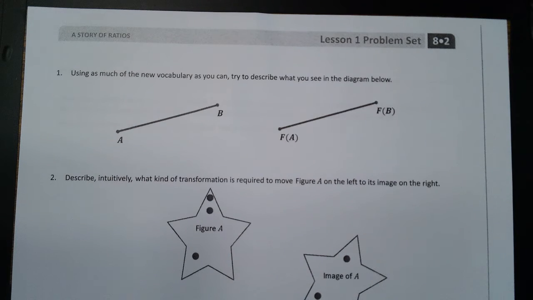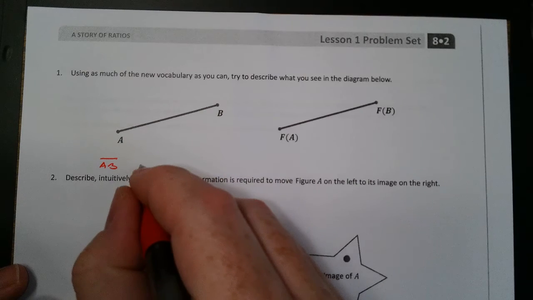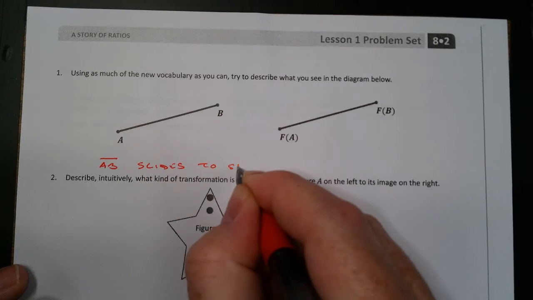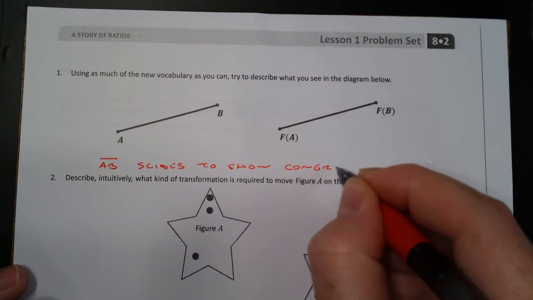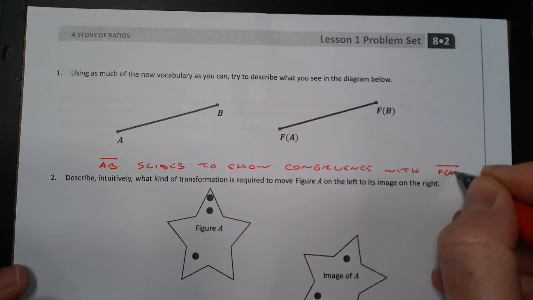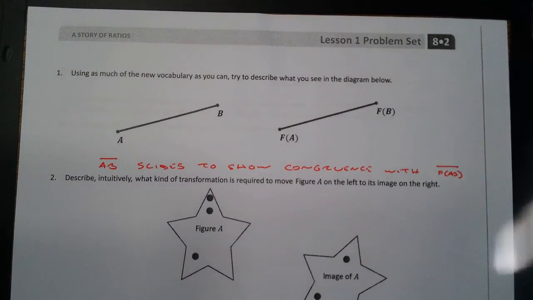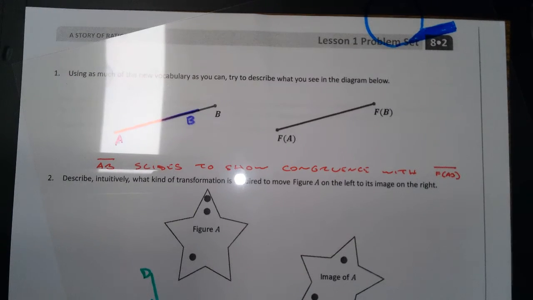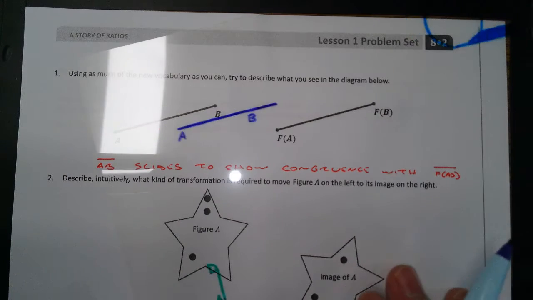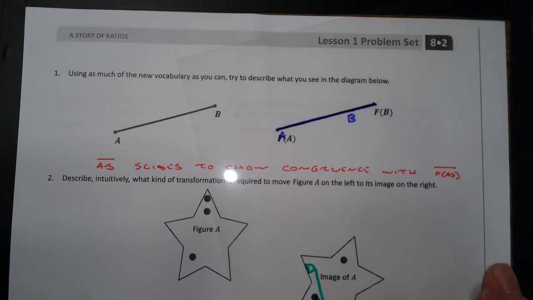For the problem set, it's asking you to use as much of the new vocabulary as you can to describe what you see in the diagram below. So what we're going to say is segment AB slides to show, and here's our vocabulary word, to show congruence with segment A'B'. So it slides to show congruence because we just slide it over. Sliding shows congruence.